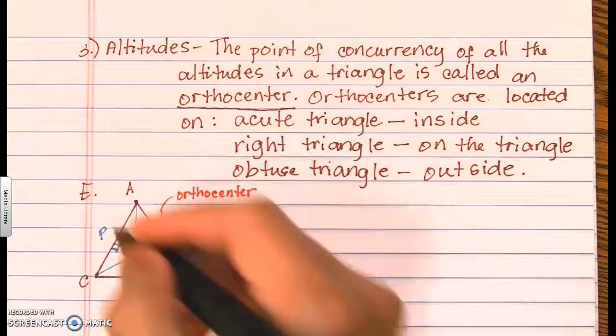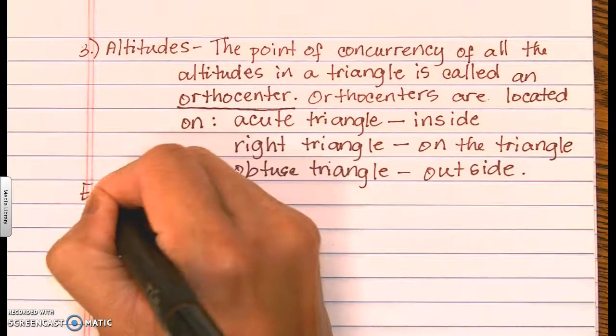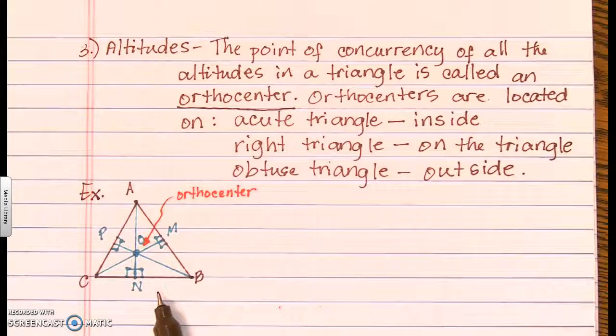So for my example number 1, I have here an acute triangle, and as you can see, the orthocenter is located inside the triangle. So once again, your altitudes are BP because it forms a right angle on the opposite side of your triangle. This is also perpendicular, so CM is another altitude and AN is another altitude. The point of concurrency of all the altitudes is called an orthocenter.